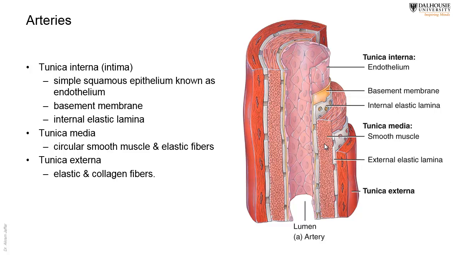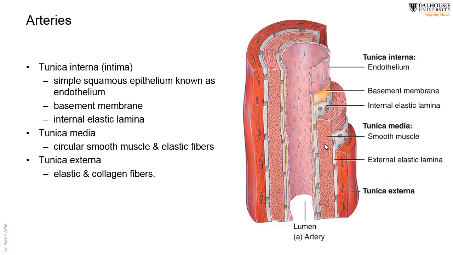The middle tunic is the tunica media, and it consists of smooth muscle fibers and connective tissue in the form of elastic fibers or in the form of collagen fibers. But the important thing here is that it has smooth muscle. It's unlike in the heart where there's cardiac muscle fibers. Here there are smooth muscle fibers.